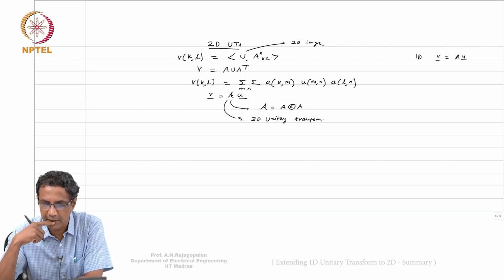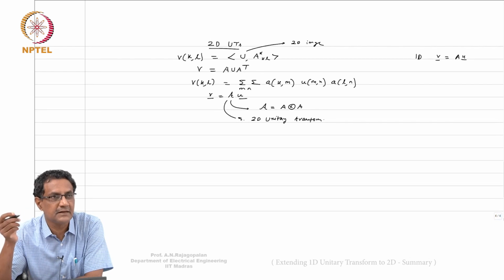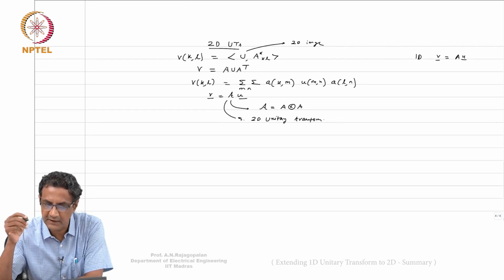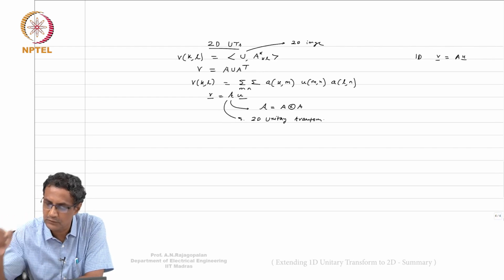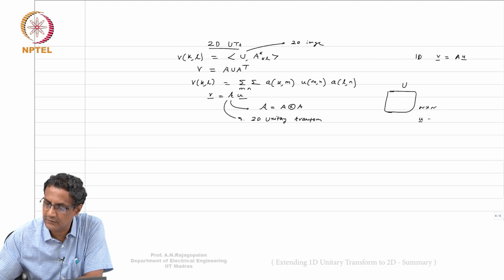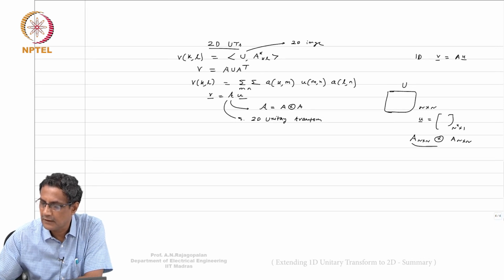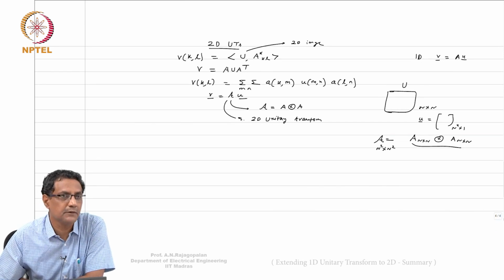And the script A, which is A Kronecker A, as I said yesterday, if you take an image of size, let's say, N cross N, and you stack it up, you make it an N square cross 1 vector U. In order to get a 2D unitary transform, you have to look at your A, which is N cross N, coming from 1D, take its Kronecker with A, N cross N, and this becomes the script A, which is N square by N square, and operate this script A on U.